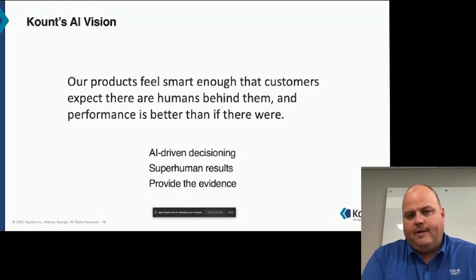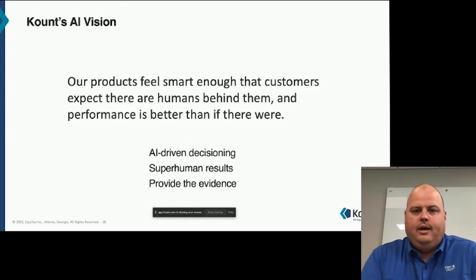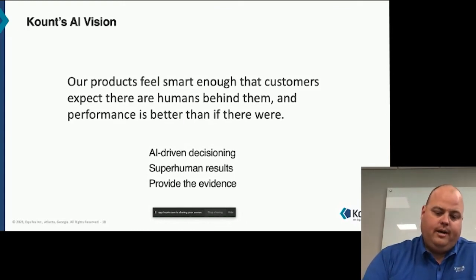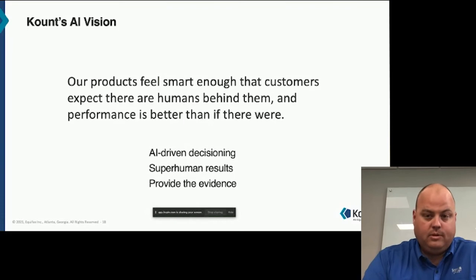And finally, we have to be able to provide evidence. I talked a little bit about that idea that machine learning as a black box is a challenge. It's a problem when you're trying to sell customers on that you actually have a viable artificial intelligence solution. You need to be able to show them something about how it's going to work.